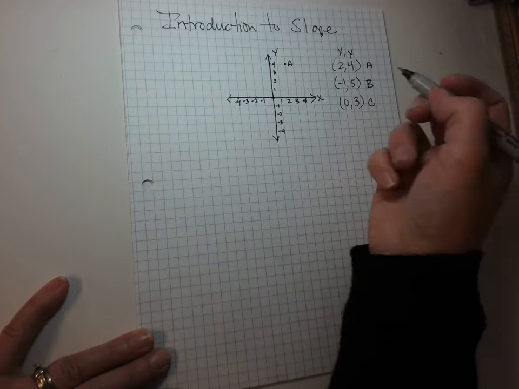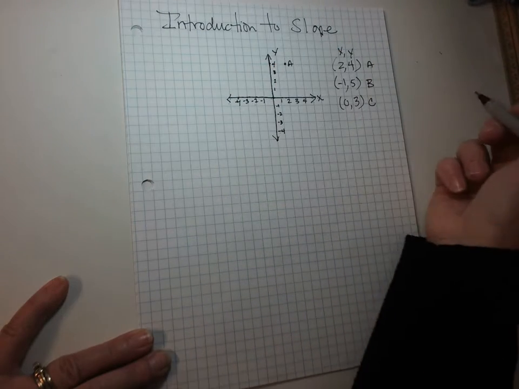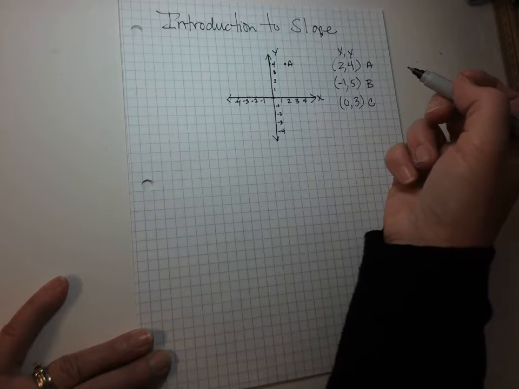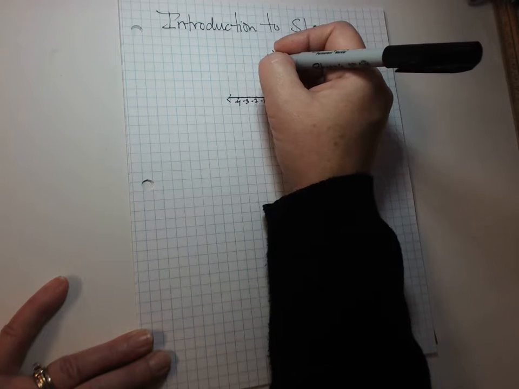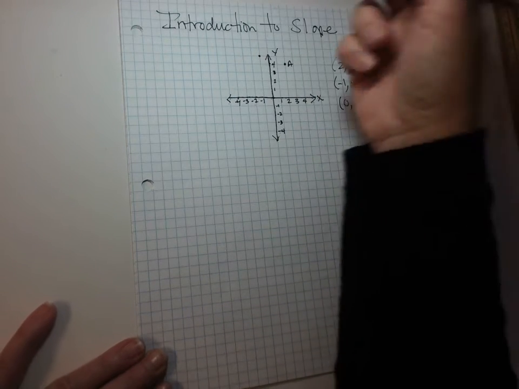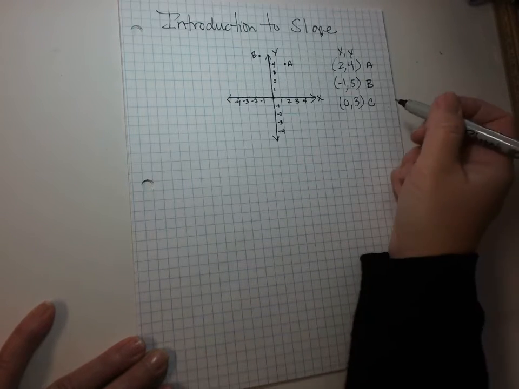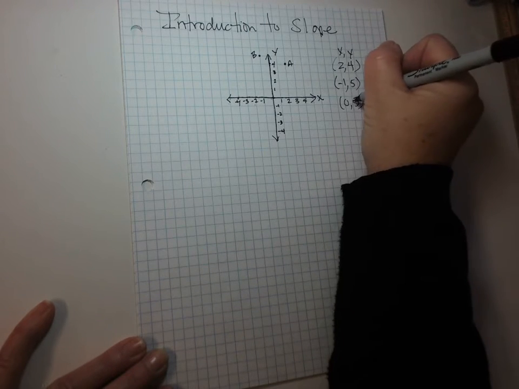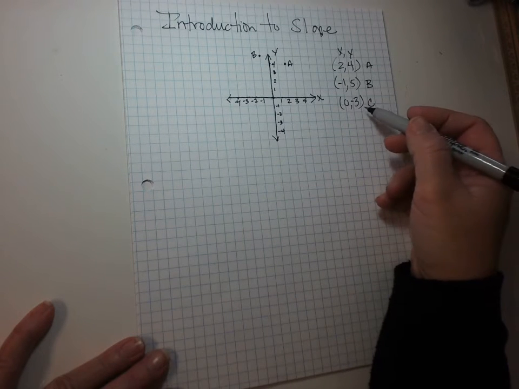Then point B is (-1, 5). So I'm going to go to -1, and then it's a positive 5. So -1, and then 1, 2, 3, 4. I don't have a 5 up there, but I know that this next one is going to be 5. So let's go ahead and put a B here. Then I'm going to make this negative just because. Let's do C, which is going to be (0, -3).